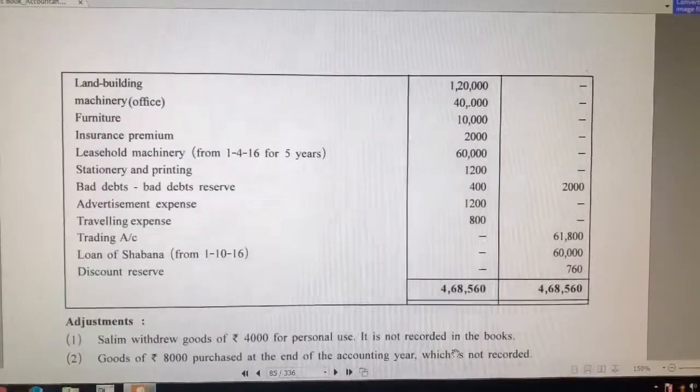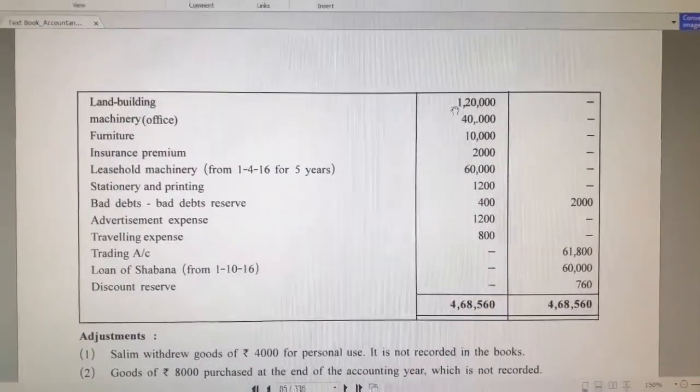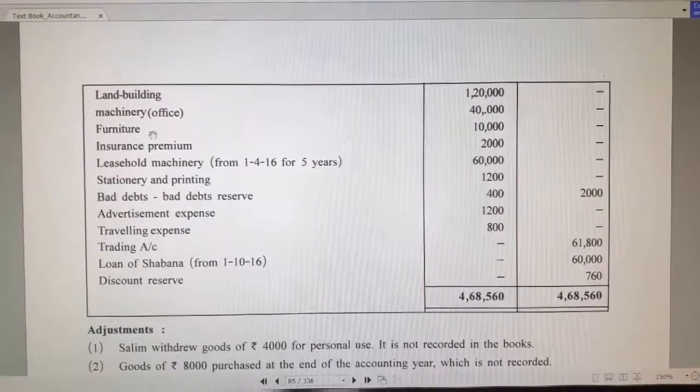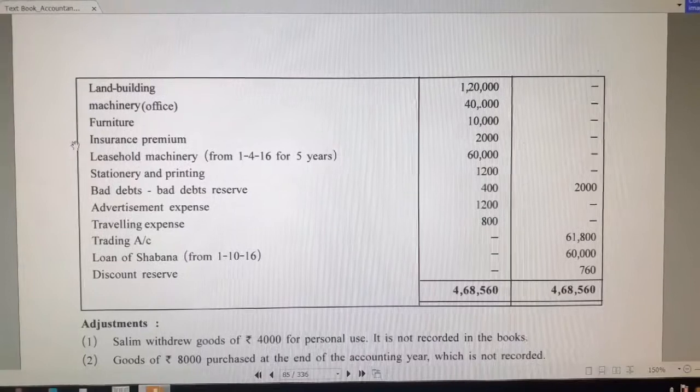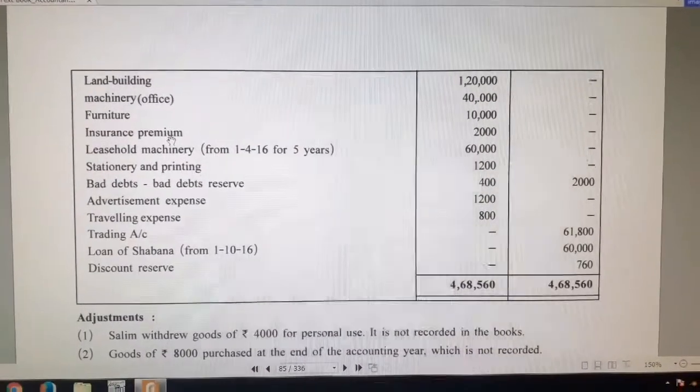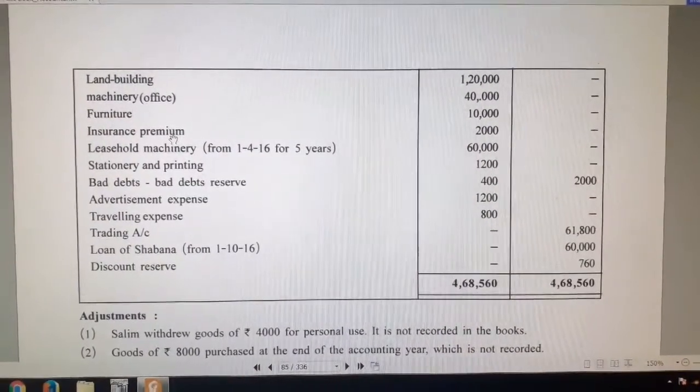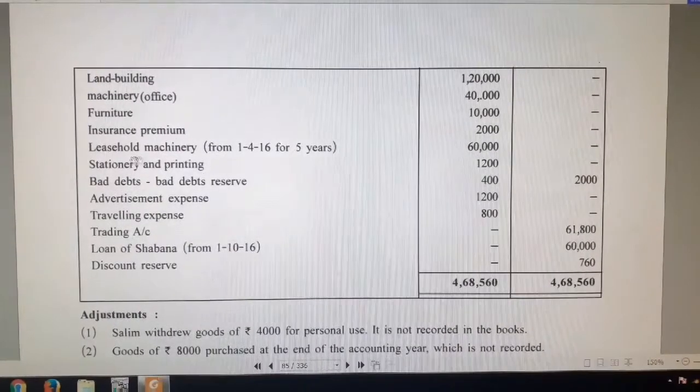Now land and building, it is fixed asset, balance sheet asset side. Machinery, furniture, these two are also fixed assets, recorded balance sheet asset side. Insurance premium, administrative expense, so it is recorded profit and loss account debit side.